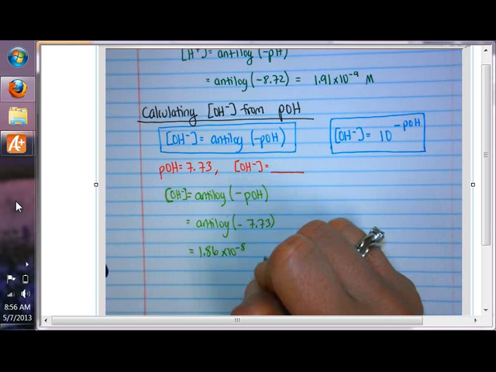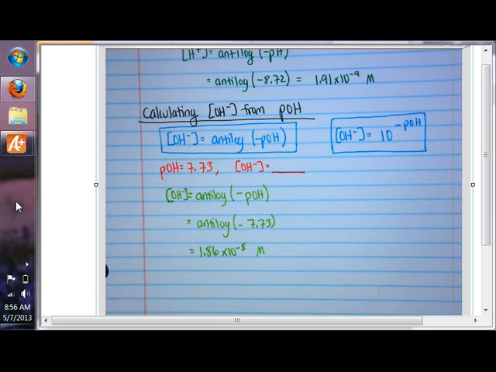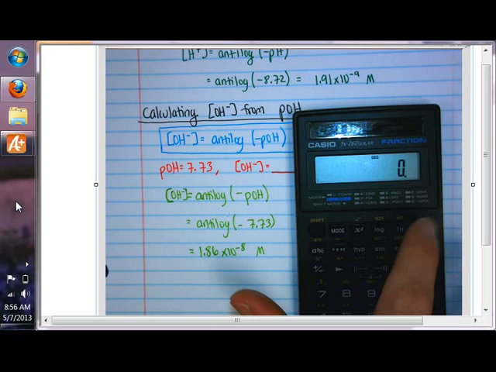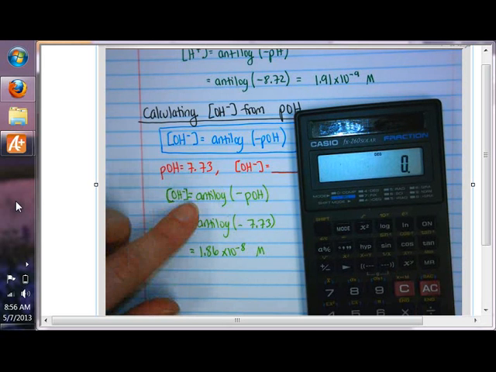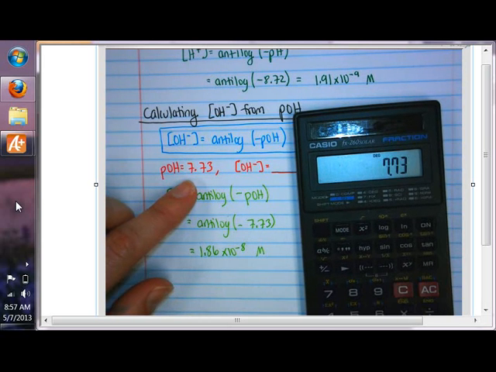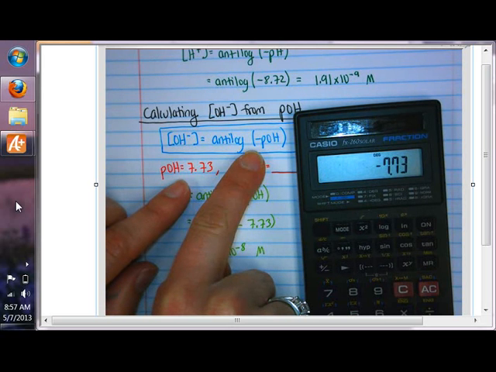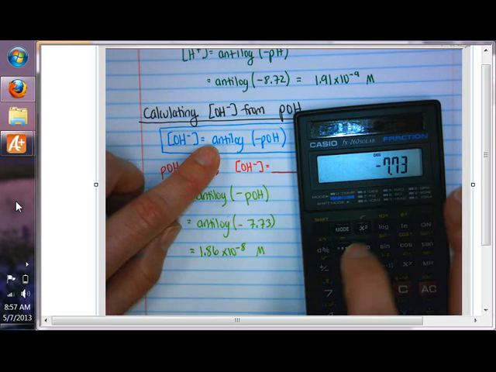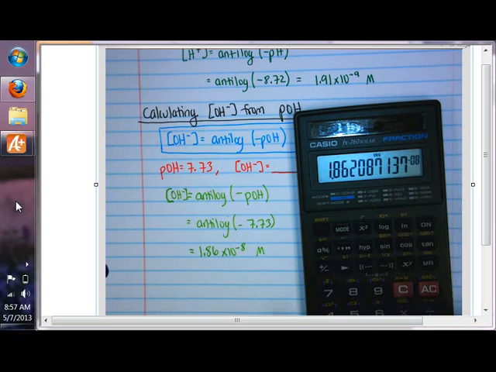So anyways, that gives me my molarity. Once again, if you had this calculator, you would just type in your pOH first, 7.73. You'd make it a negative because it asks for a negative. And you'd hit the antilog, so shift or second log. And you get 1.86 times 10 to the negative 8.